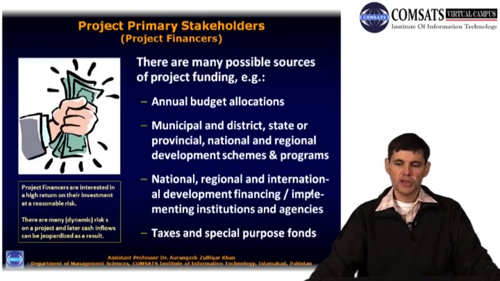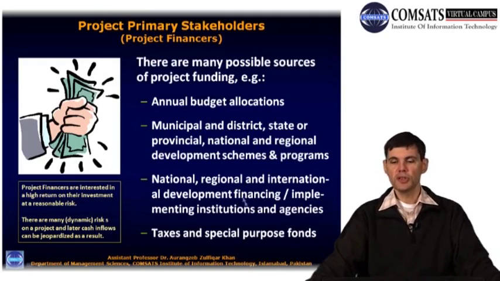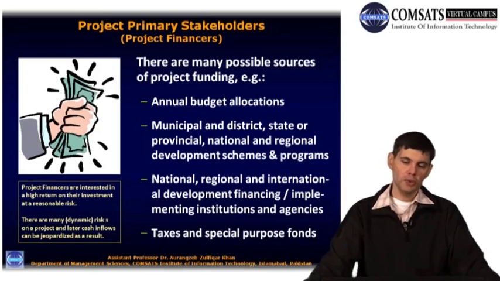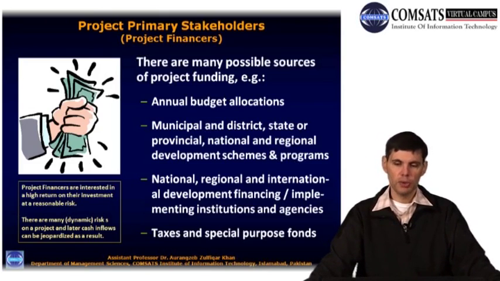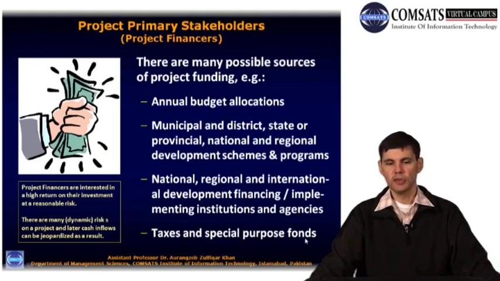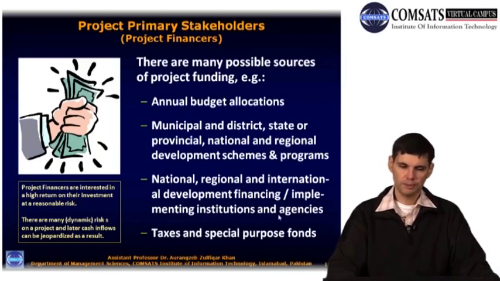You have got national, regional and international development financing implementing institutions and agencies. At the international level, for instance, the World Bank. At the regional level, maybe the Asian Development Bank or the African Development Bank. And then within the country, you have got development financing institutions which can provide funding, for example, for industrial programs, projects, or for agricultural programs, projects. Another source of funding is taxes and special purpose funds, which have been set up specifically for certain projects.